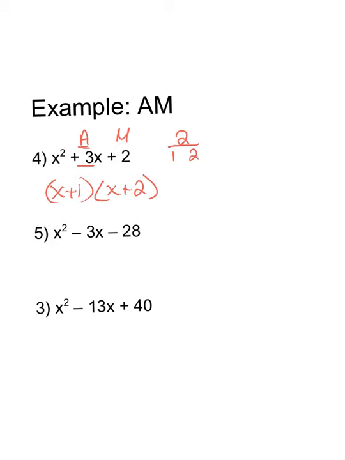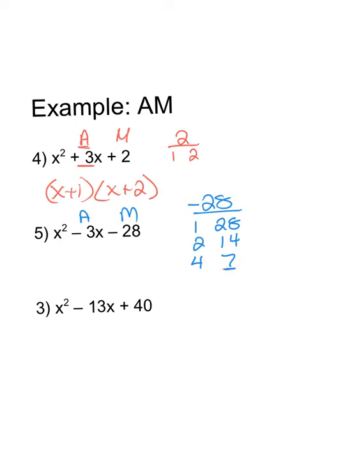If I look at example number 5, again, we're looking for the AM, what adds to negative 3 and multiplies to negative 28. So I'm going to write negative 28 off to the side. 1 and 28, 2 and 14. Does 3 go into 28? No. Does 4 go into 28? Yes, 4 and 7. 5 does not go into 28. 6 does not go into 28. 7 is already on my list, so we're done.